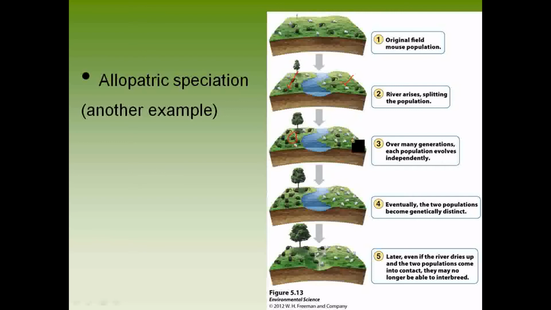And if something happens on this side that makes it an advantage to have white color, well, then the white will dominate. Eventually, the two populations become genetically distinct because it's more than just hair color. And you get to a point where these species will no longer interbreed, even if they're not separated anymore. Even if they come in contact with each other, they cannot interbreed. Again, allopatric speciation, natural separations that occur, usually geographically.